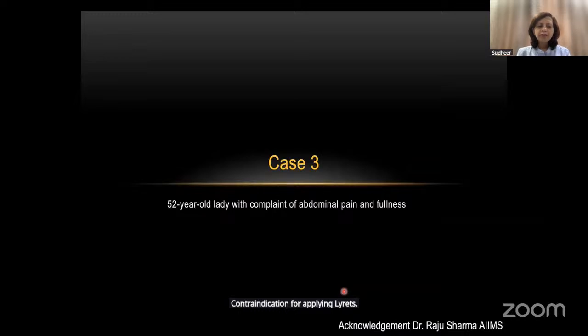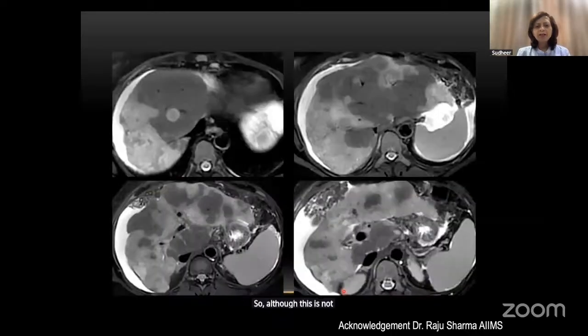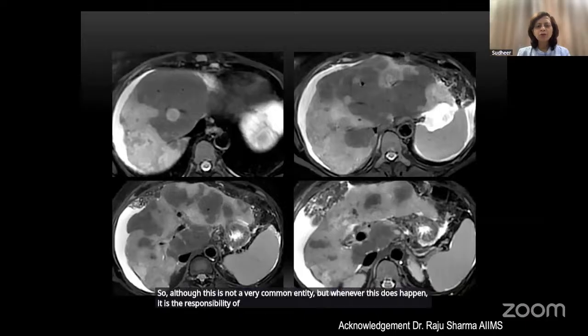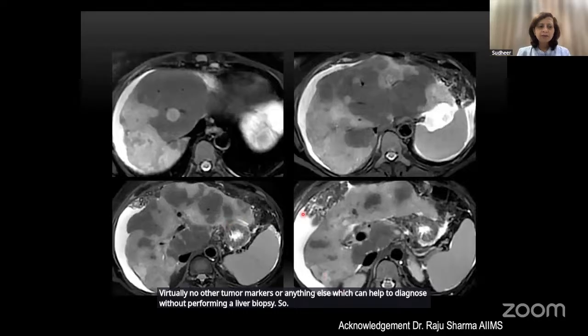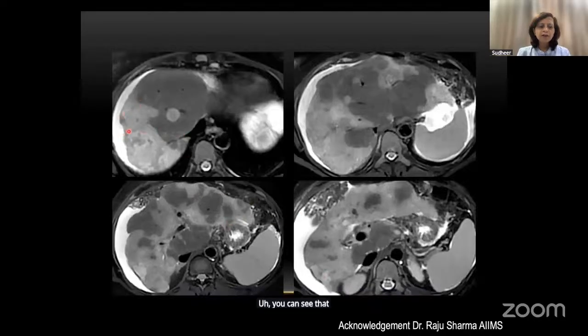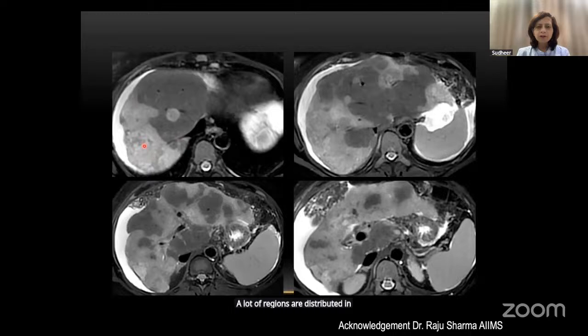Moving on to the next case, a 52-year-old lady with complaint of abdominal pain and fullness. Although this is not a very common entity, whenever this does happen, it is the responsibility of radiologists to diagnose this, because there are virtually no tumor markers or anything else which can help to diagnose without performing a liver biopsy. In this, you can see that there are large confluent liver lesions and a few discrete ones. Lots of lesions are distributed in the subcapsular location. There is associated capsular retraction.